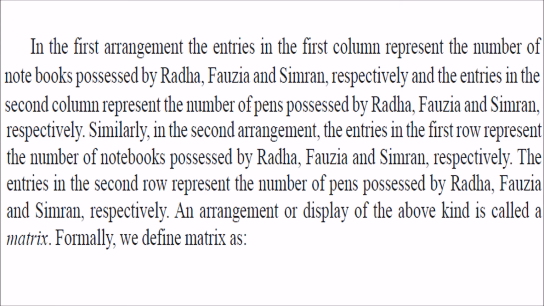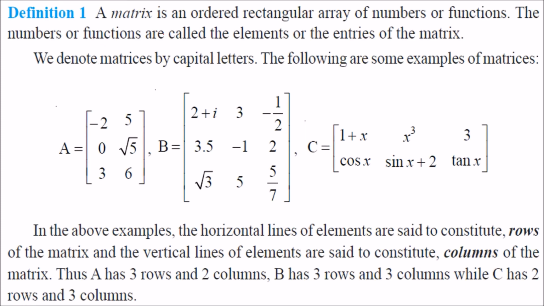So now let us define a matrix in mathematical terms. A matrix is an ordered rectangular array of either numbers, this can be any number, or functions. So it can be functions also. As you see here, these are functions. So the numbers or the functions are known as the elements. These are all elements or the entries of the matrix.